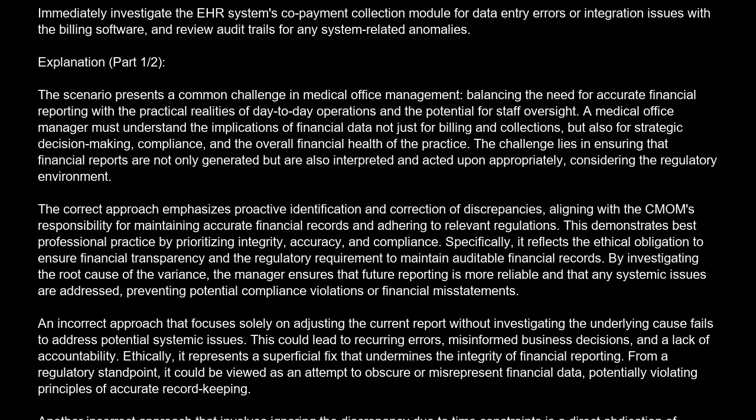By investigating the root cause of the variance, the manager ensures that future reporting is more reliable and that any systemic issues are addressed, preventing potential compliance violations or financial misstatements. An incorrect approach that focuses solely on adjusting the current report without investigating the underlying cause fails to address potential systemic issues. This could lead to recurring errors, misinformed business decisions, and a lack of accountability. Ethically, it represents a superficial fix that undermines the integrity of financial reporting.